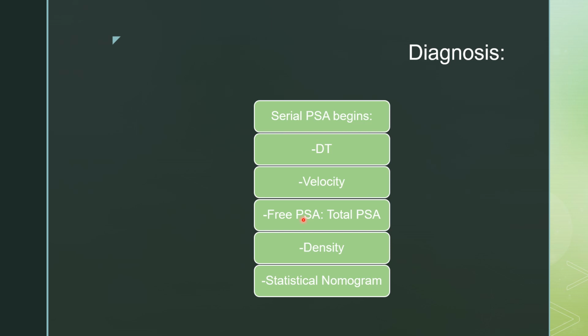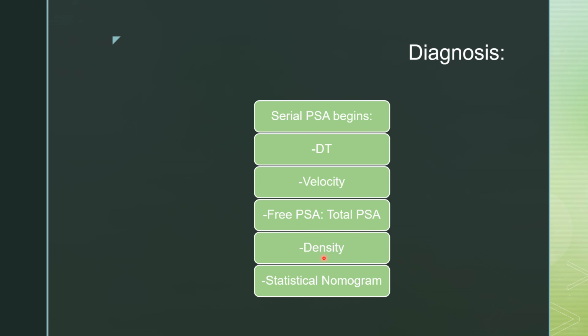The higher the level of the bound PSA, that is the unfree PSA, the worse it is, that is, the more the likelihood that we are dealing with prostate cancer. So we don't want the bound PSA, we want the free PSA. Okay? Now, let's consider another factor, that is the density.